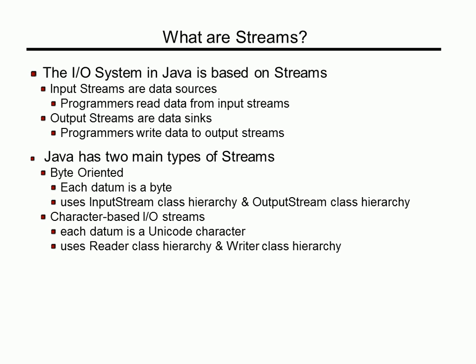As we said, you have 2 main types: the byte oriented and the character oriented. For the byte oriented, each datum in the flow of data is a byte, and bytes are made up of bits. So you use the input stream class hierarchy and the output stream class hierarchy. Then for the character based, each datum is a Unicode character. And in Java, Unicode is 16 bits, so it's 2 bytes. It uses the reader and the writer classes.